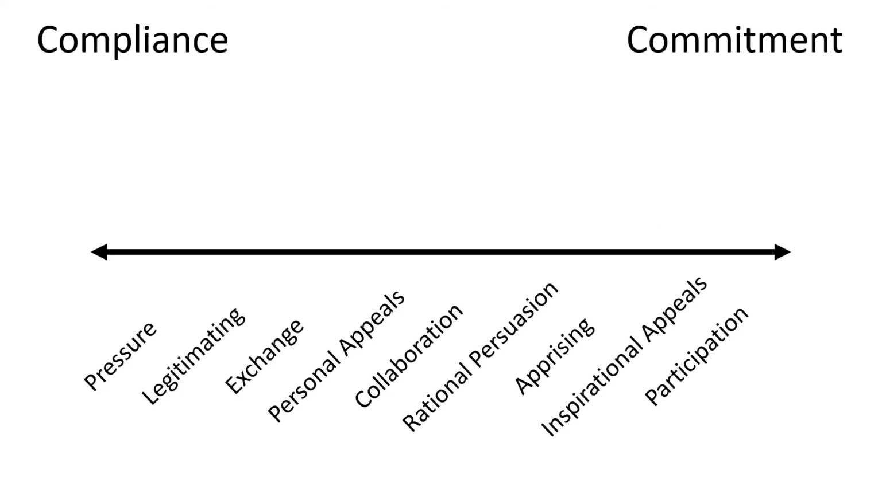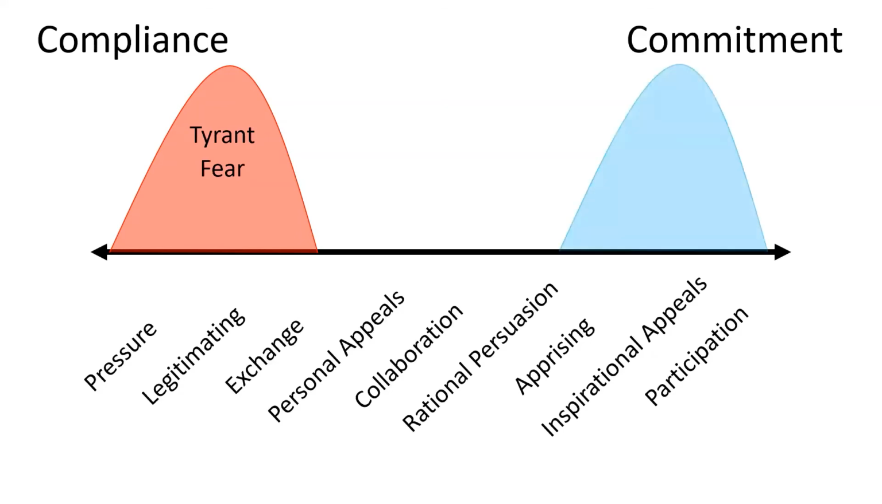A leader that uses mostly compliance-based methods of influence, I call a tyrant. A tyrant wants to be feared. A leader that uses only commitment-based methods on the right-hand side, I call a milquetoast. They want to be liked or loved by the people they lead, and they're often afraid to be direct. You likely have had experience with these two types of people, and those experiences are rarely pleasant. You might even be one of those types of people yourself, and that's okay. That's why I made this video.